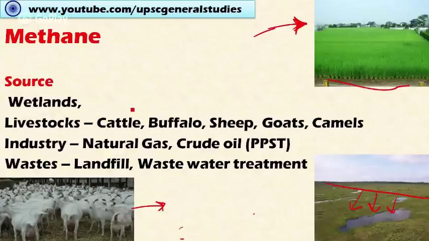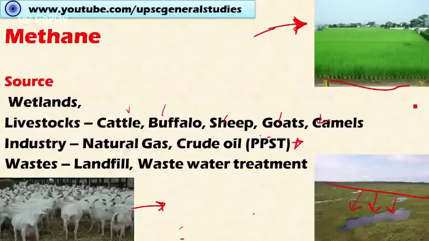This includes livestock, that is cattle, buffalo, sheep, goats, and camels, and various industrial activities like natural gas and crude oil production chains, including production, processing, supply, and transportation. So storage and transportation activities also contribute methane to the atmosphere, because methane is an important constituent of natural gas.